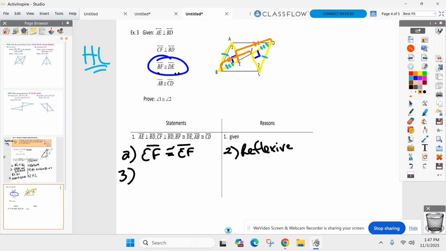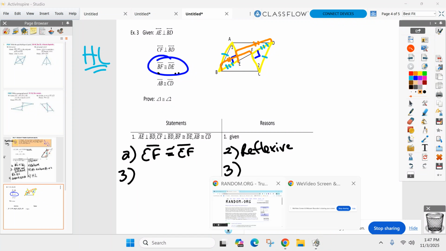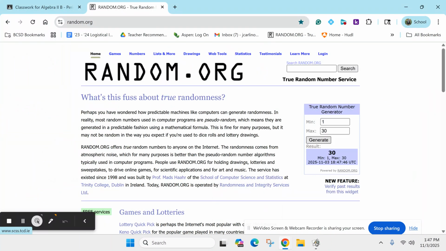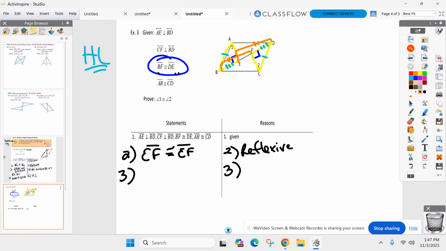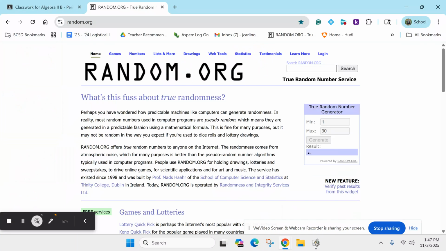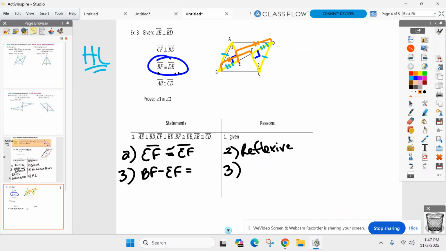All right, now that I have 2 pairs of equal parts, now we can subtract. What pair? Give me 2 pairs to subtract first. Going deep, Jason. What do you want me to subtract? BF minus EF is the same as if I subtracted what other pairs up there? Going Zane. DE and EF. DE minus EF. Got it? Subtraction.